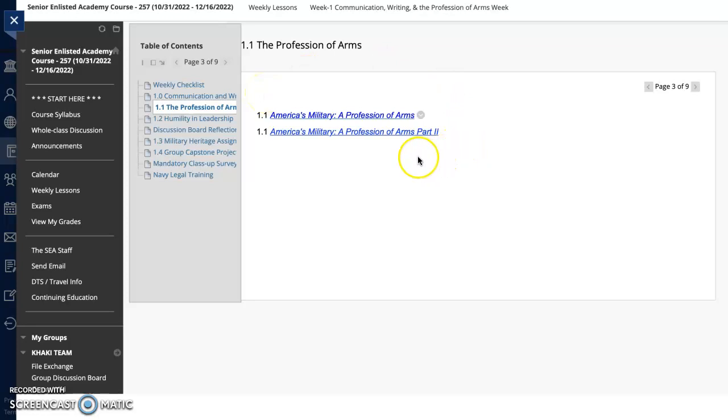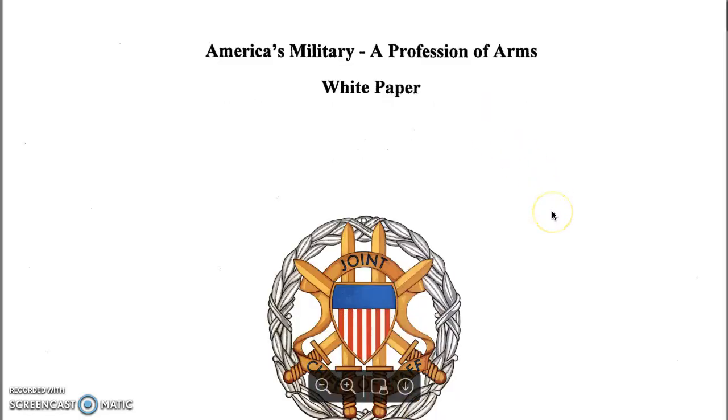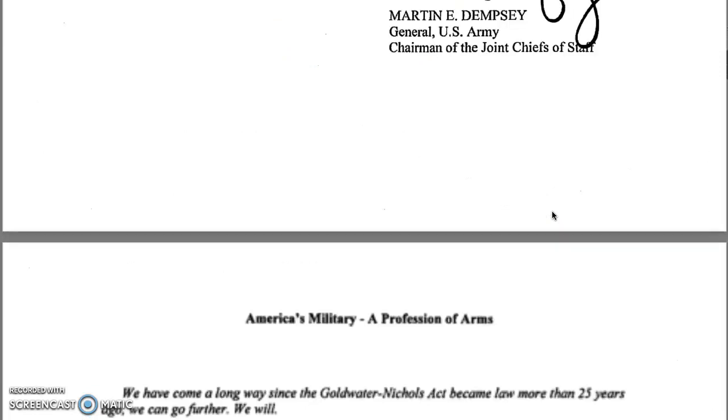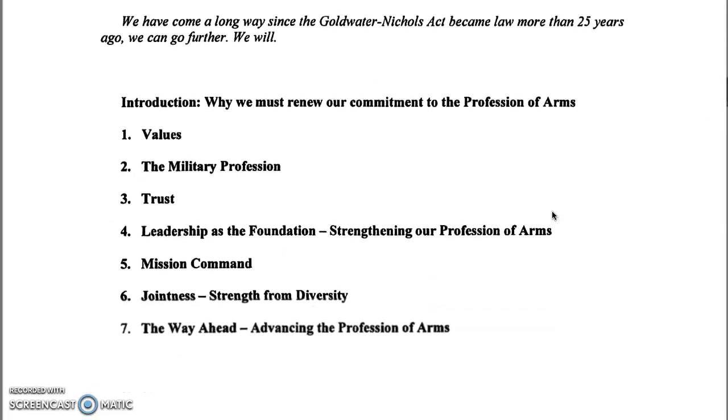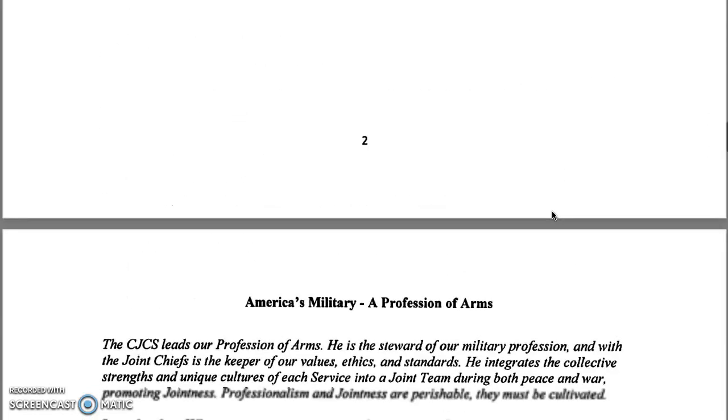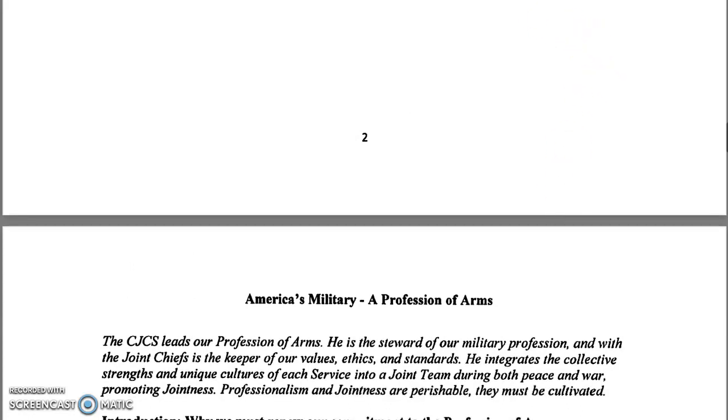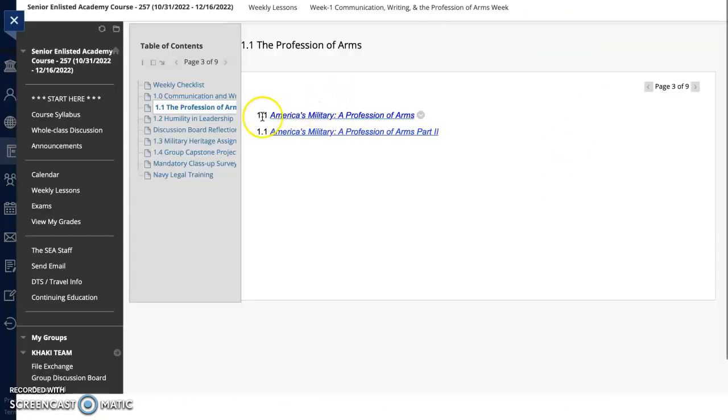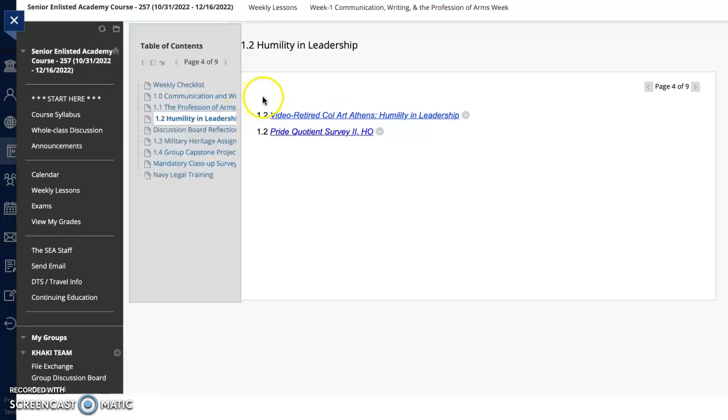So the first part of this week is going to be America's Military Professional Arms. So if I click that, that's going to open a new tab, and it's going to bring us to a white paper. And this is going to be one of our readings that we do. So that's where you're going to find those. I'll pop back over to our tab over here. And the breakdown continues for the week. So this one has a video, and we'll keep going.